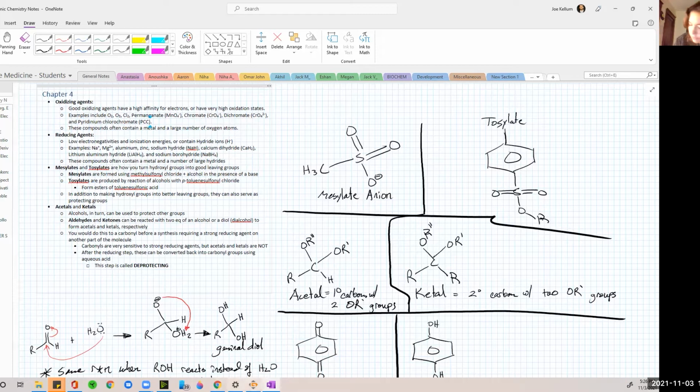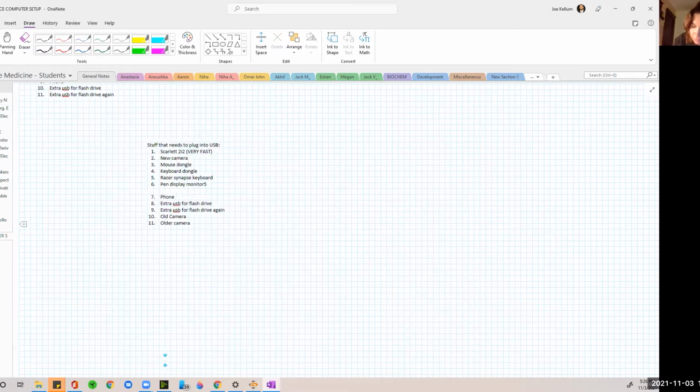That will get you a long way, and this will make a lot more sense once we start doing practice problems, but you'll find that the OChem on the MCAT isn't that bad.